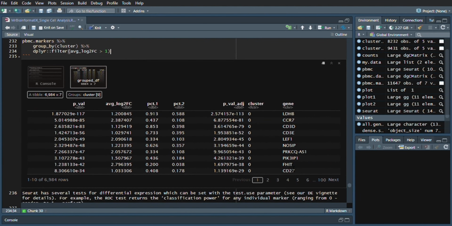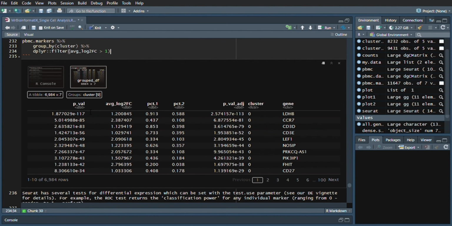We have our genes, P adjusted value, PC2, PC1, average log2 fold change, and P value. Now we should refine our analysis to identify specific markers that distinguish cluster 0 from other clusters. To enhance our understanding, we use Seurat's various tests for differential expression, which can be set using the test.use parameter. For instance, the ROC, or Receiver Operating Characteristic test, evaluates the classification power of each marker, providing a score that ranges from 0, random, to 1, which is perfect.